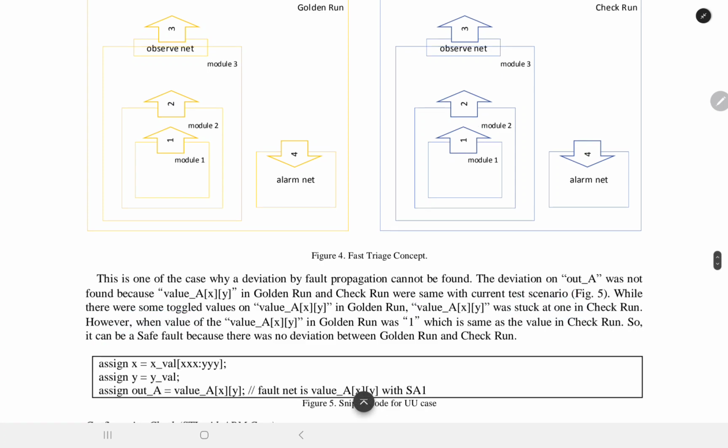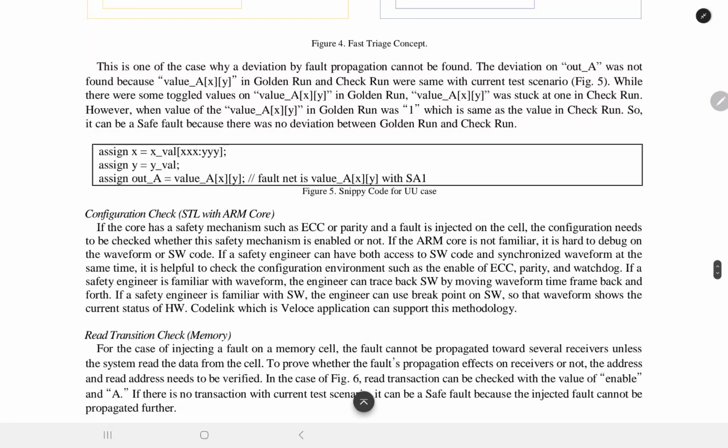However, when the value of value_A_X_Y in the golden run was 1, which is the same as the value in the check run, it can be a safe fault because there was no deviation between the golden run and the check run. Figure 5 is the snippet code for the UU case.